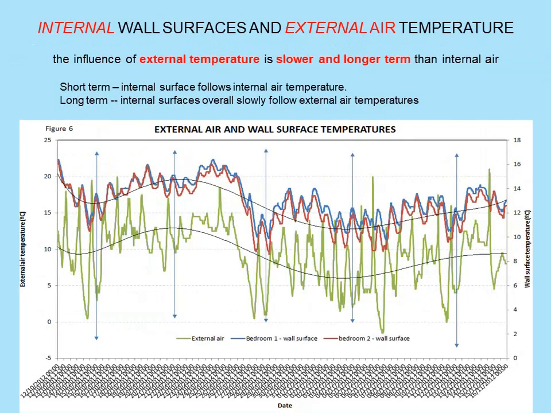And if we look at this in another way, internal wall surfaces and external air: the influence of external temperatures is much slower and longer term than the air temperature. Short term, internal surfaces follow the air temperature; thus in the long term, internal surfaces overall slowly follow external air temperatures. And again, we can see this on these two graphs, following the wavy lines that go along. It's much slower and longer term than the internal air temperatures.